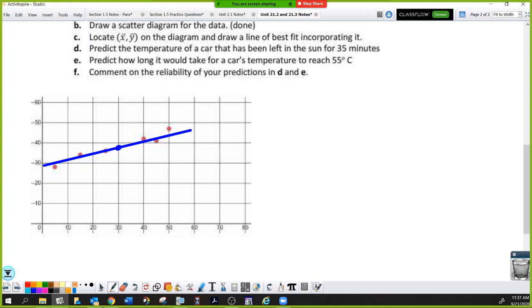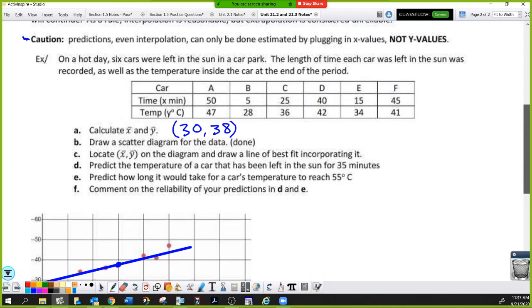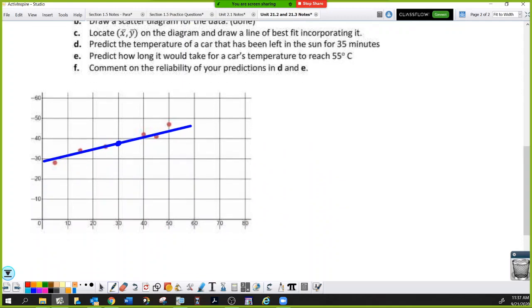Which one was that? Was there one at 26 or 25 or something? What are the coordinates of that dot? Nobody's saying anything, so I'll go back up to the table myself. This one's at 25 comma 36. And we knew that our x bar, y bar was 30 comma 38.